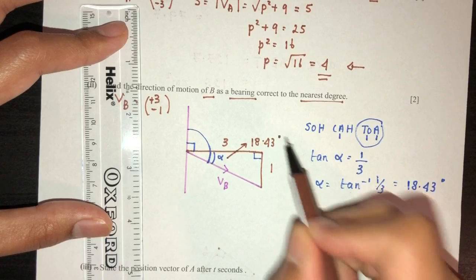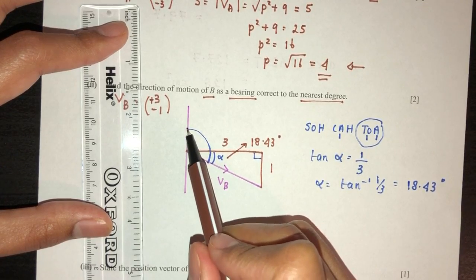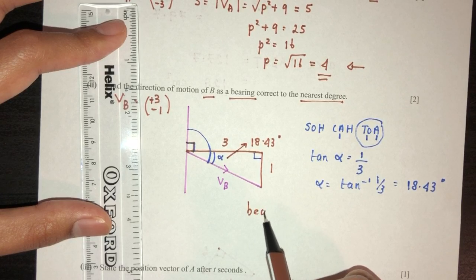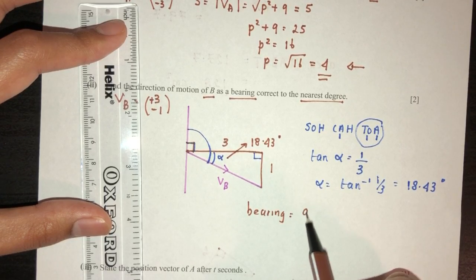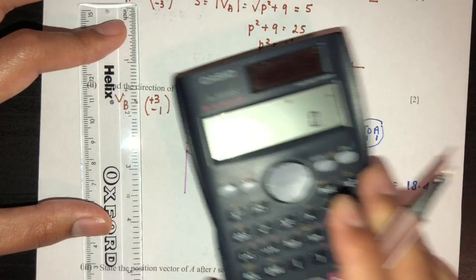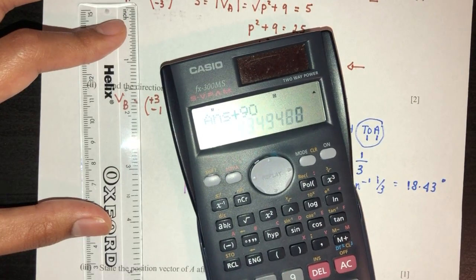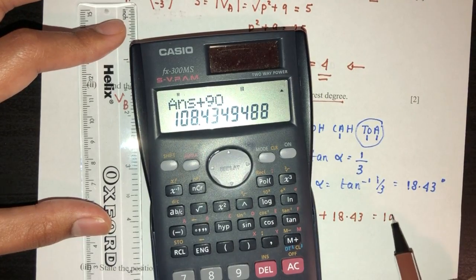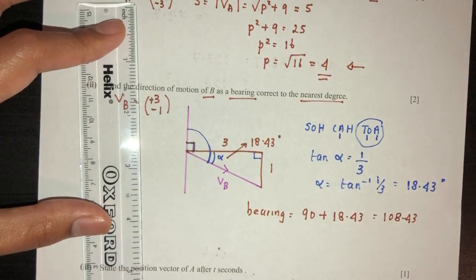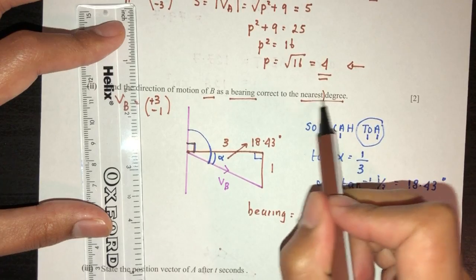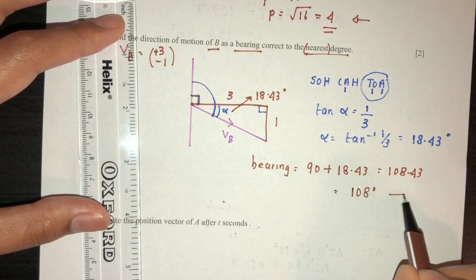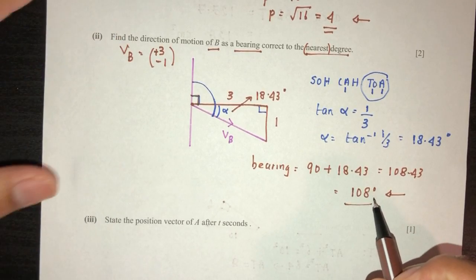Now, since we know this is 18.43 degrees, the bearing will be this much, which is 90 plus this angle. So the bearing is 90 plus 18.43. That will be 108.43. Now you need to give the answer correct to the nearest degree. That will be equal to 108 degrees for the bearing. That will be part 2.